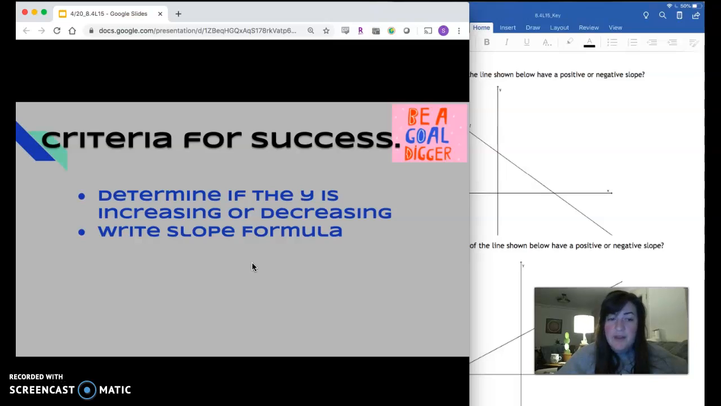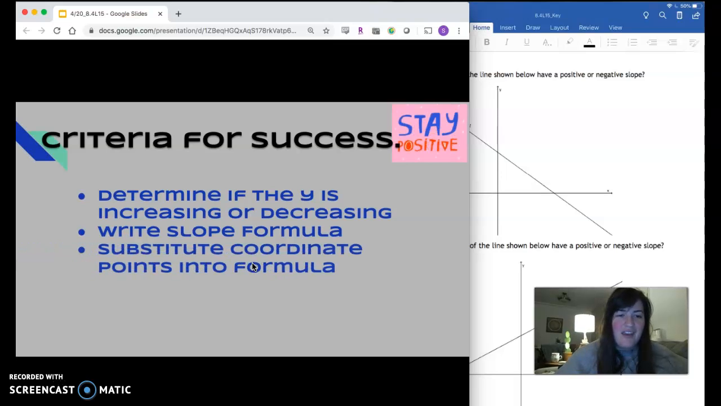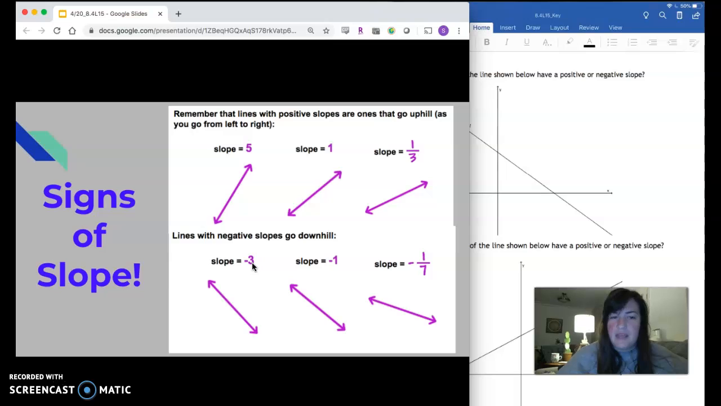Write the slope formula so you can easily plug and chug, and that's y2 minus y1 all over... Did you finish it? That's right, x2 minus x1. Woohoo! And so then you're going to substitute in your coordinates that you choose from the graph or the table, depending on what representation they give you. Plug it in the formula, calculate it.